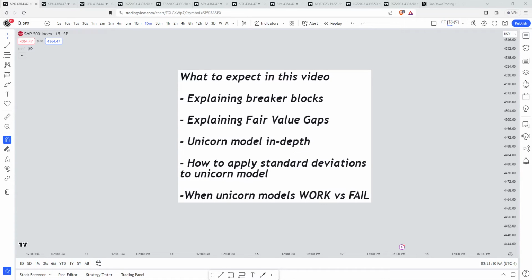In this video, I'll be diving into the ICT unicorn model, which is a high probability entry model. A lot of people get it wrong, so I'm going to show you guys when this model works and when it fails, and here's everything you can expect in this video.